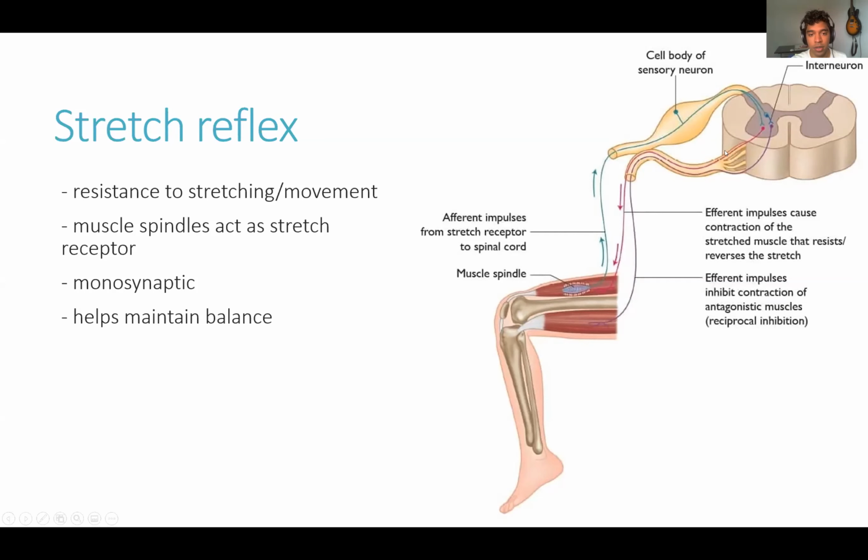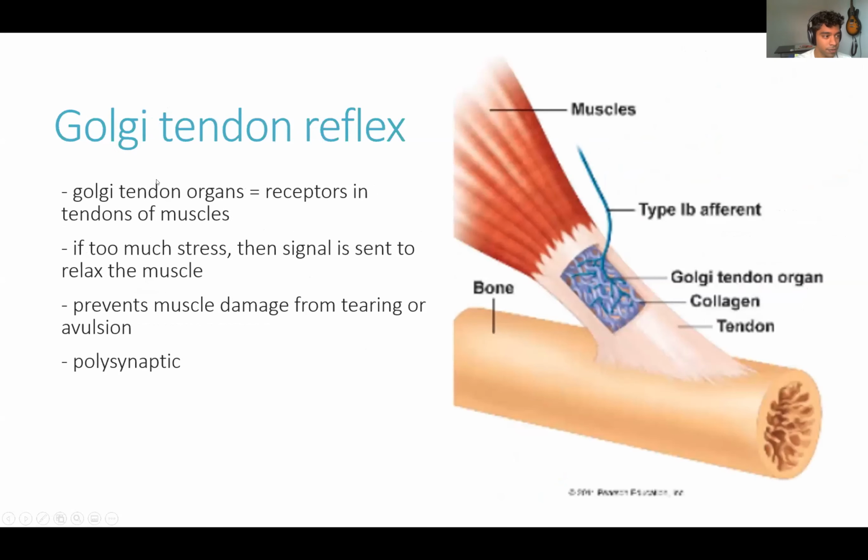The motor neuron will come back, and the antagonist will be polysynaptic. The motor neuron will come back. It'll agonize the muscle that's being stretched and relax the muscle that's not being stretched. Okay, so that helps maintain balance. You don't have to think about it, because if you had to think about maintaining balance, that would require a lot of energy and it would take ages as well.